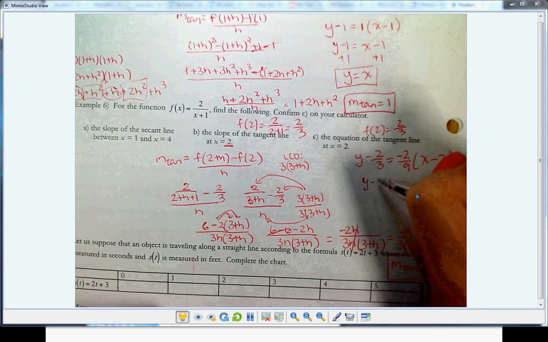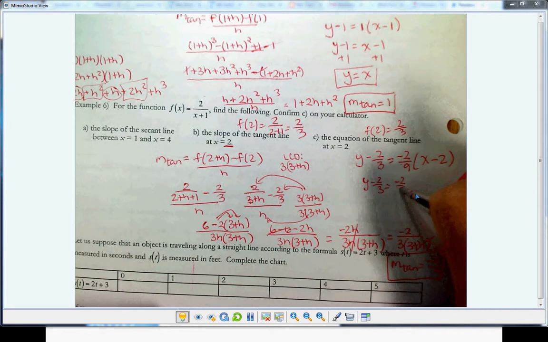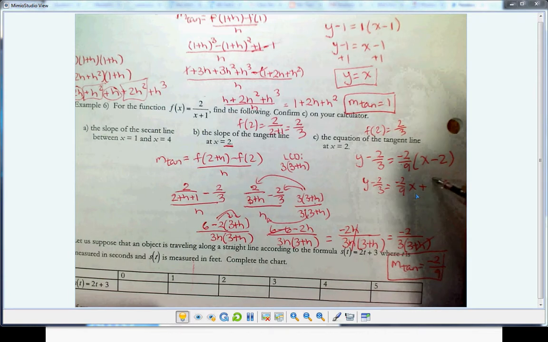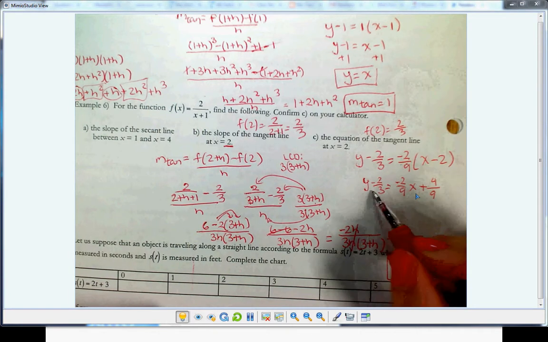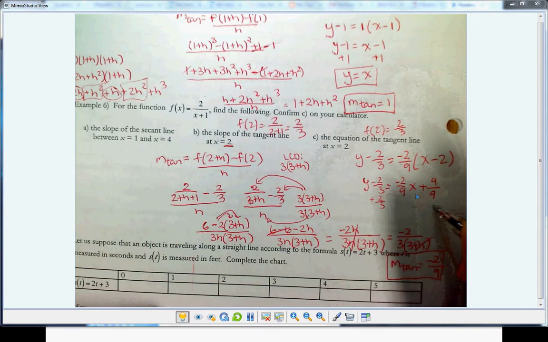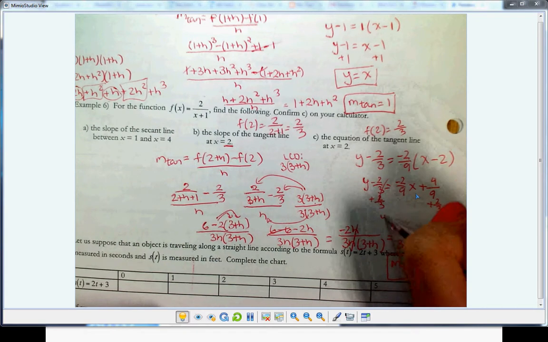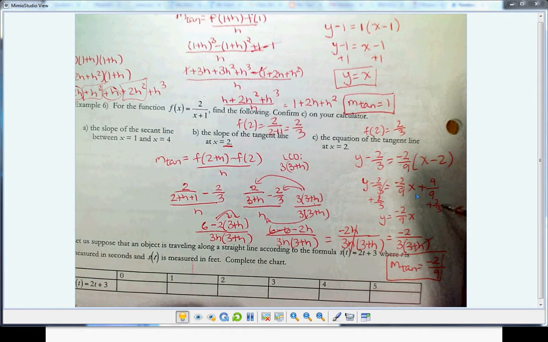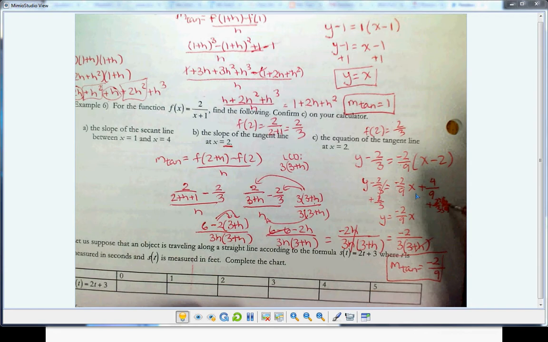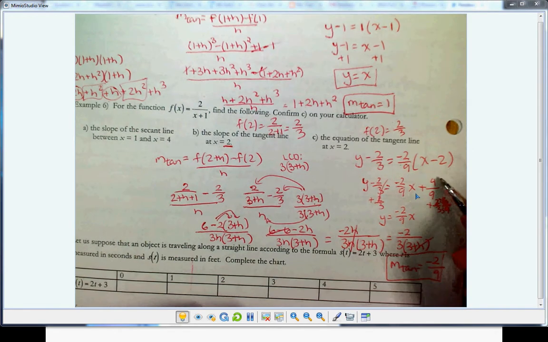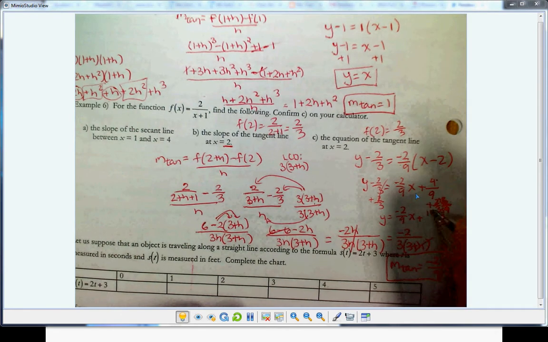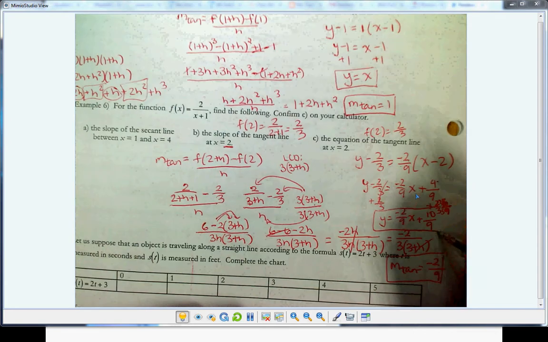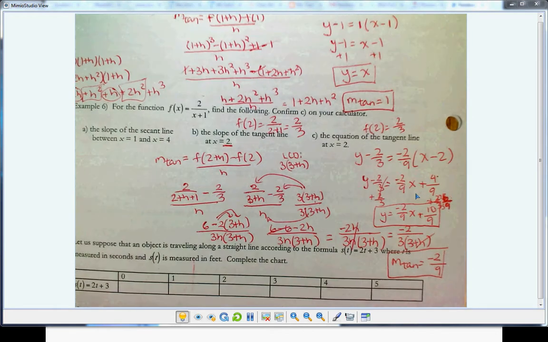So we have y minus 2/3 equals negative 2 over 9x plus 4 over 9. And then we're adding 2/3 to both sides. So we have y equals negative 2 over 9x. And if you're adding 2/3, 2/3 is the same thing as 4/9. No, hold on. Times 3 times 3, 6/9. 6 over 9. So when we add 4 plus 6, it's going to give us 10 over 9. And this is your slope-intercept form for the tangent line.